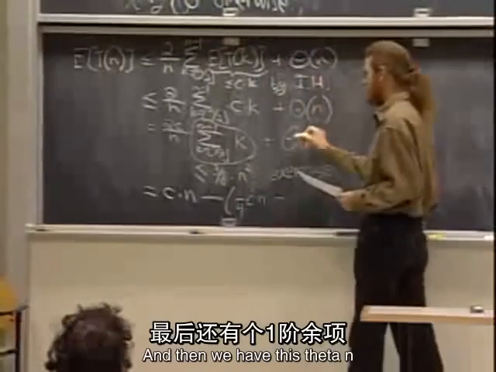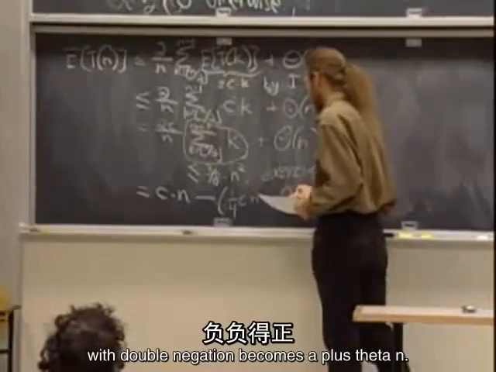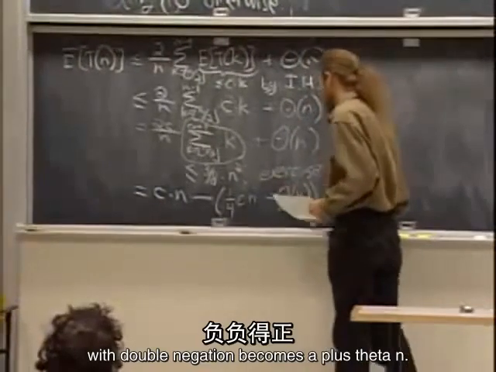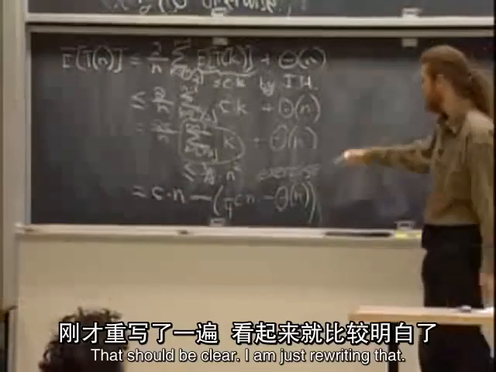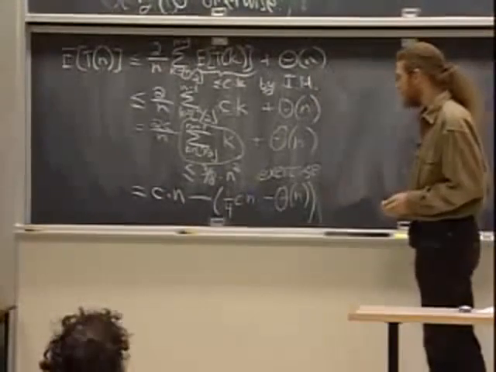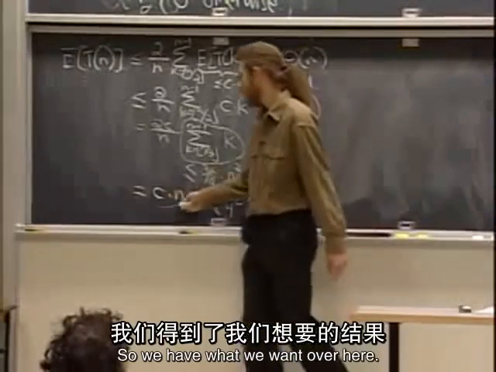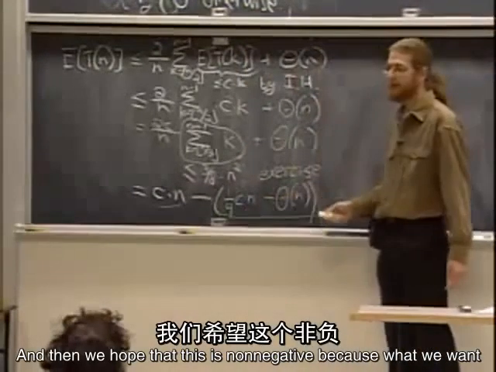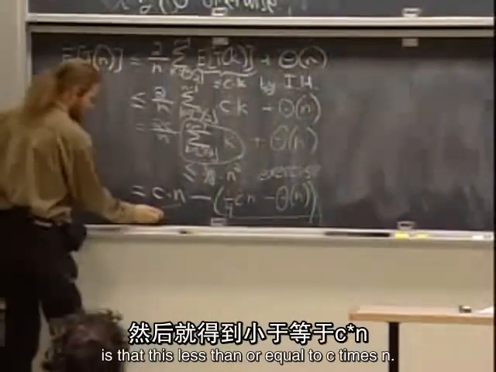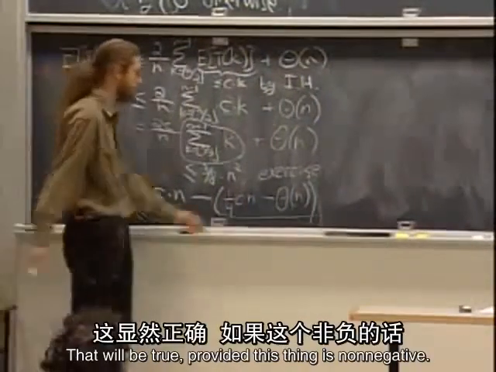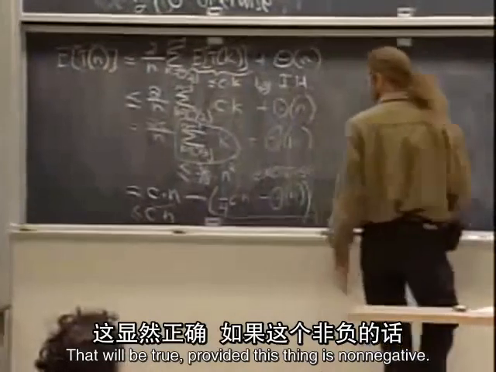And then we have this theta n, which with a double negation becomes a plus theta n. Okay, so that should be clear. I'm just rewriting that. So we have what we want over here. And then we hope that this is non-negative, because then what we want is that this is less than or equal to c times n. That will be true, provided this thing is non-negative.